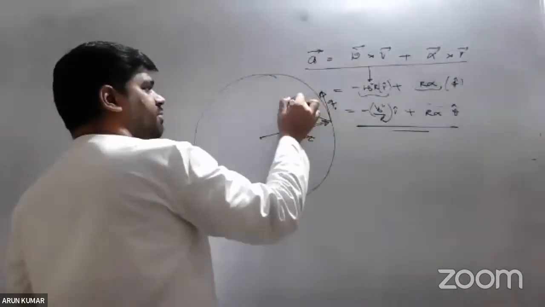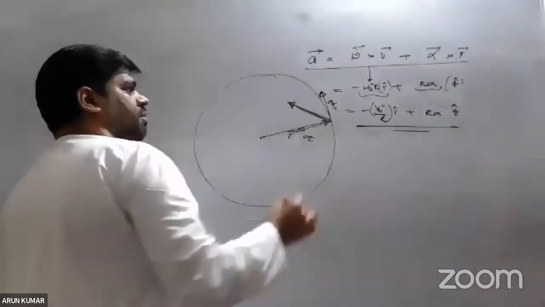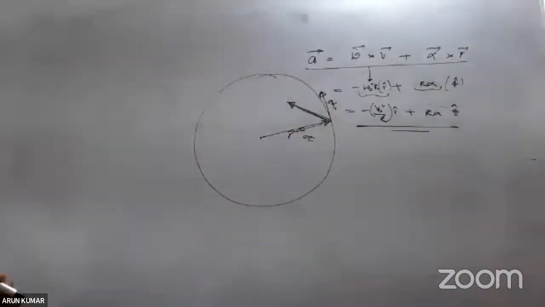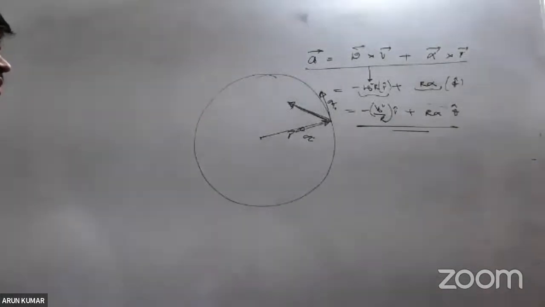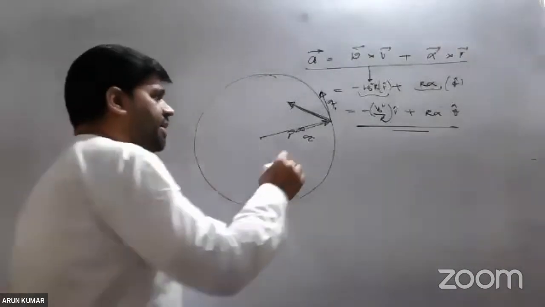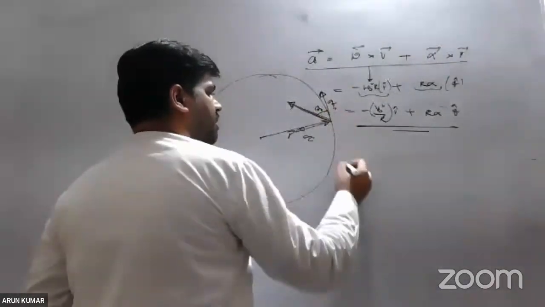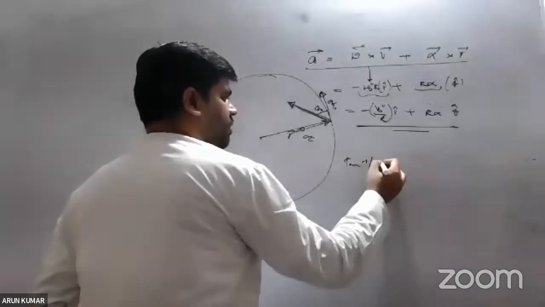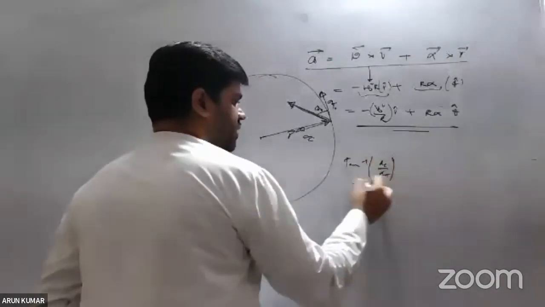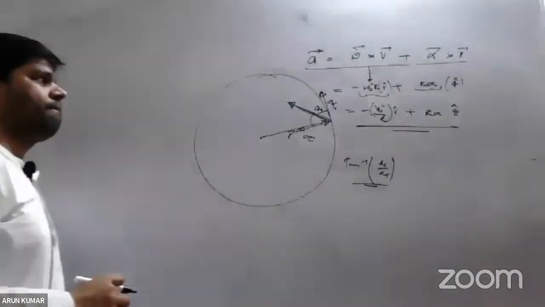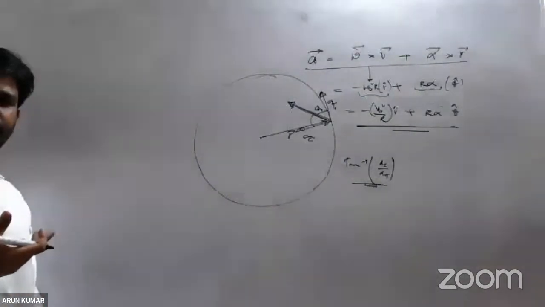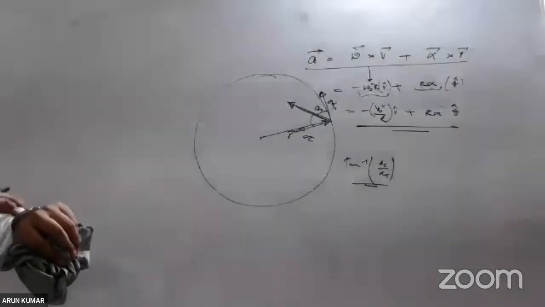This square plus this square under root is my resultant acceleration. And that angle will be tan inverse of AC by AT. If this is theta, then tan inverse of AC by AT with the tangent. Or with the radius, it is AT by AC. All right, these are all things we have done in vectors, right? So that's not that big a deal.